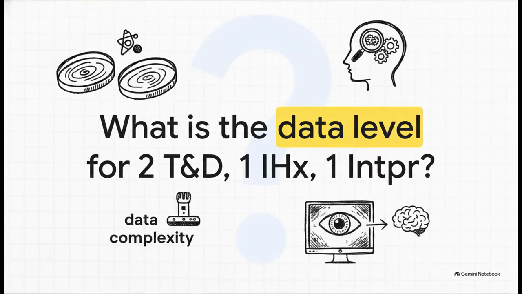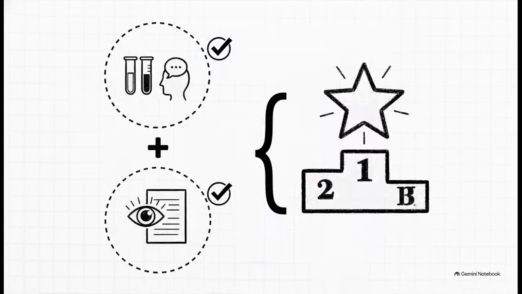Okay, let's step it up a notch. Scenario 2. The documentation shows 2 ordered tests, plus one independent historian, plus an independent interpretation of an image performed at an outside facility. What are we thinking here? That is extensive. Let's break the math down.